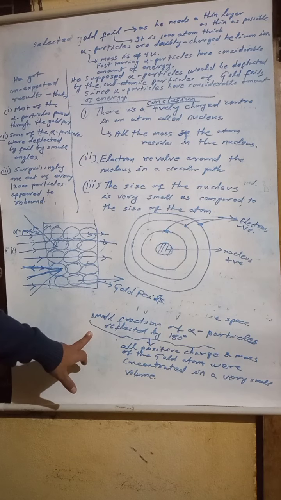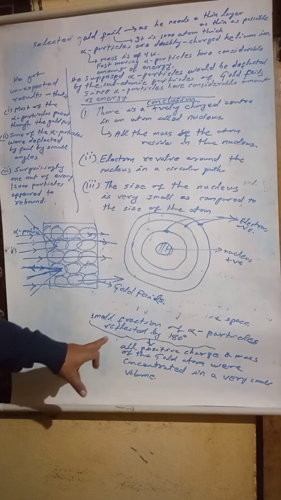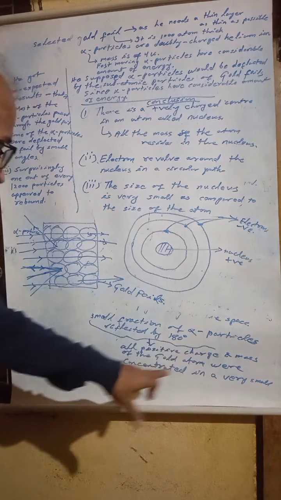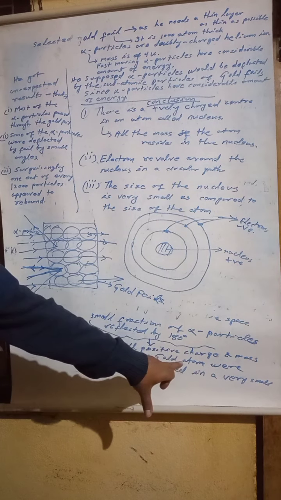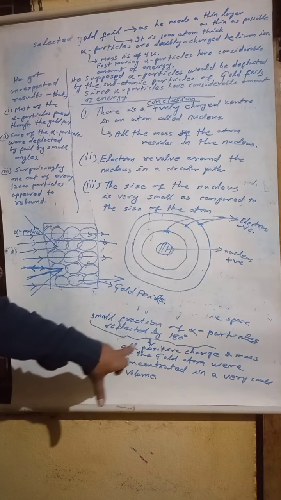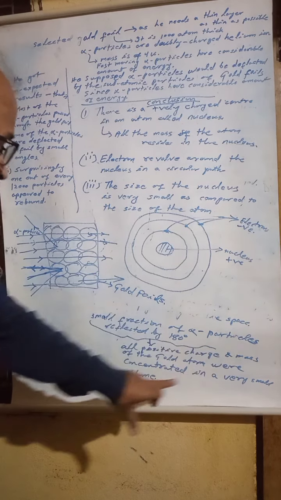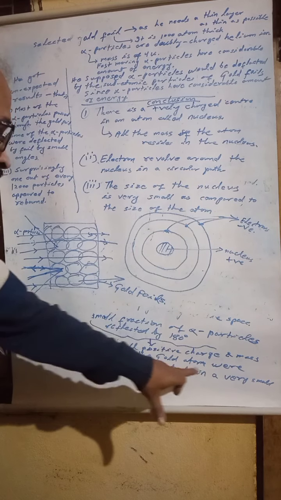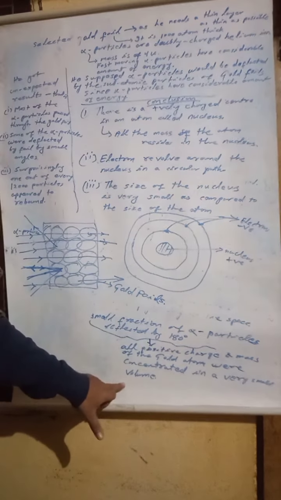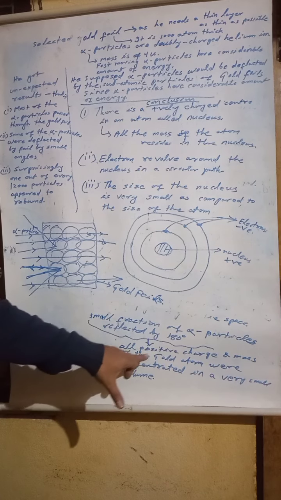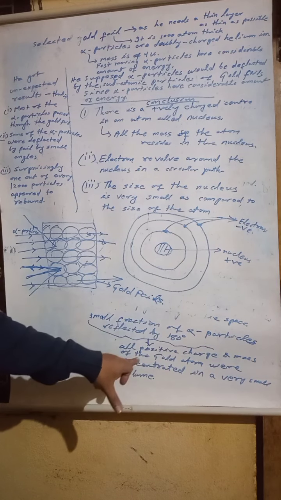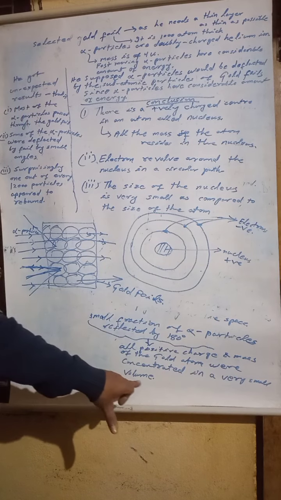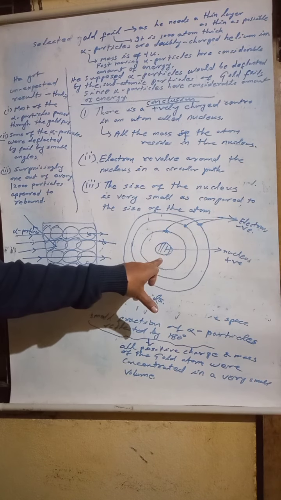A small fraction of alpha particles were repelled by 180 degrees. That gives the conclusion that all the positive charge and mass of the gold atom were concentrated in a very small volume. That is called the nucleus.